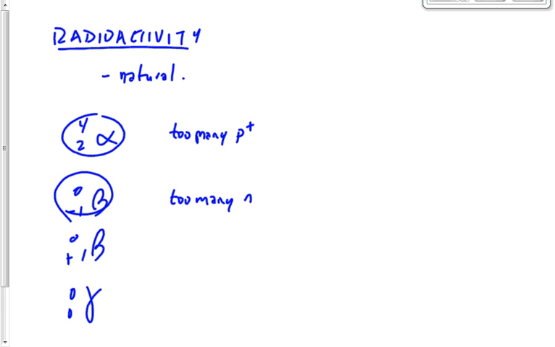Beta plus occurs, again, when we have too many protons. But something different occurs this time. We don't get this alpha particle breaking off. We get one of these protons changing into a neutron and a positron. The neutron stays behind because it's welcome in the nucleus club, but the positron gets kicked out because it's not welcome.